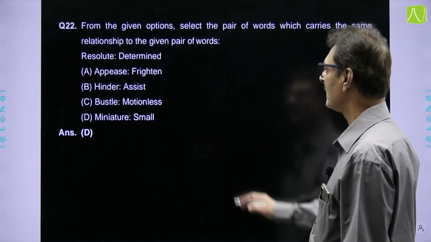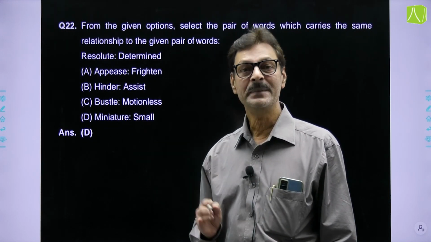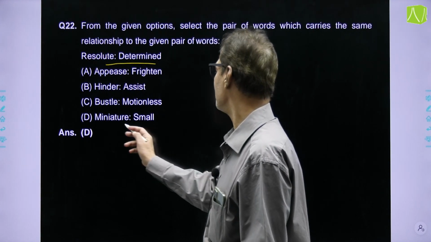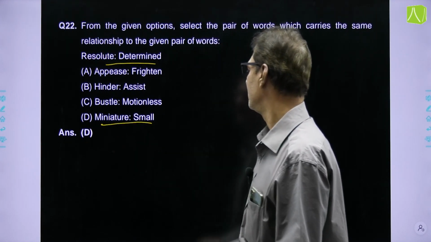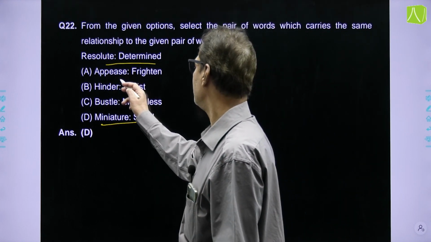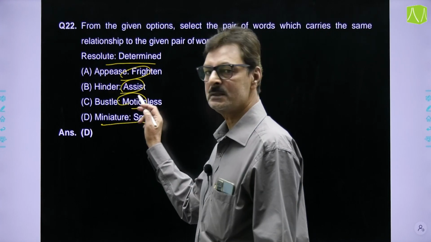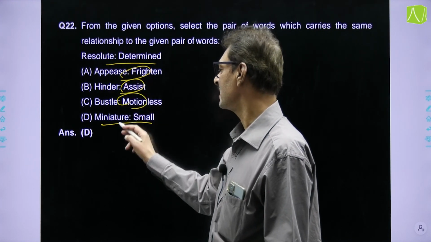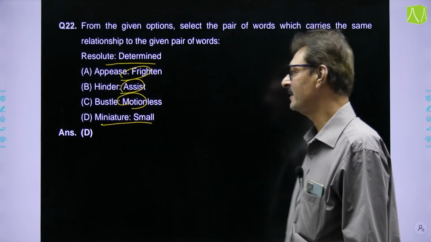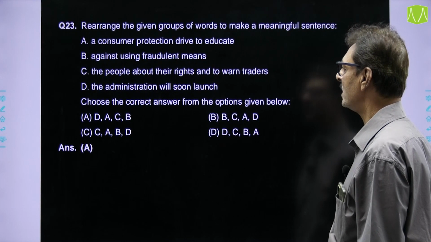Next one, resolute is to determine. The relationship is resolute means determine, the pair of synonyms, and out of this the pair of synonyms is miniature and small. Appease, friend, opposites, opposites, opposites. We want synonyms. The only synonym from this set is option number D. So, easy analogies based questions were put up.